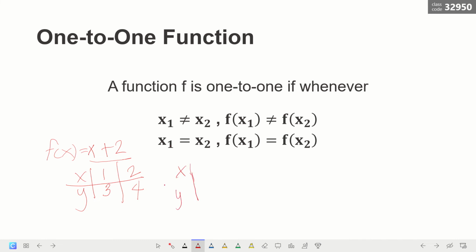For example, our x of 1 is 1, and then our x of 2 is still 1. So x of 1 and x of 2 have the same value. Therefore, if we input it here, they still give the same answer, 3. So whenever x of 1 is equal to x of 2, the f of x, or the y value, should also be the same. That is what this definition means.